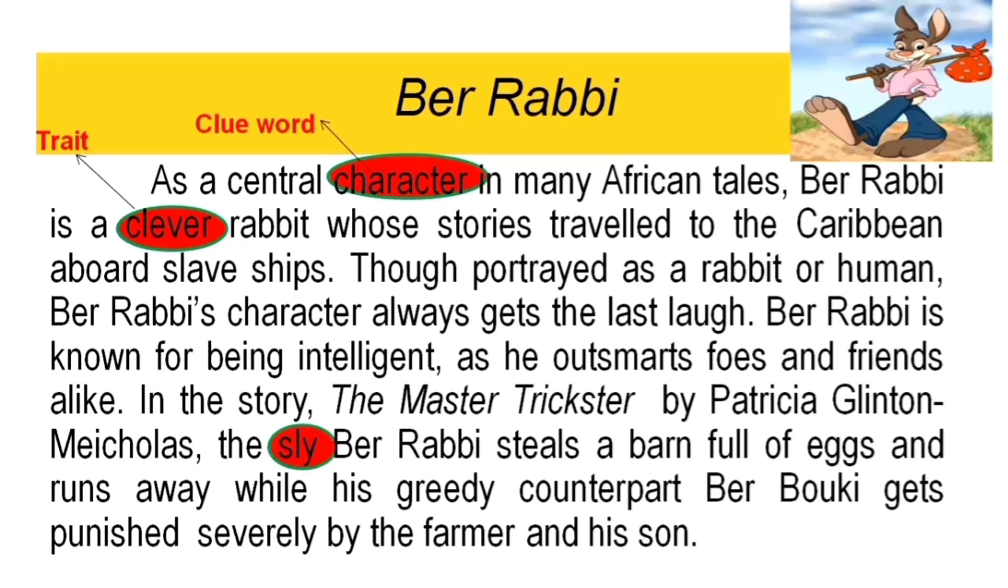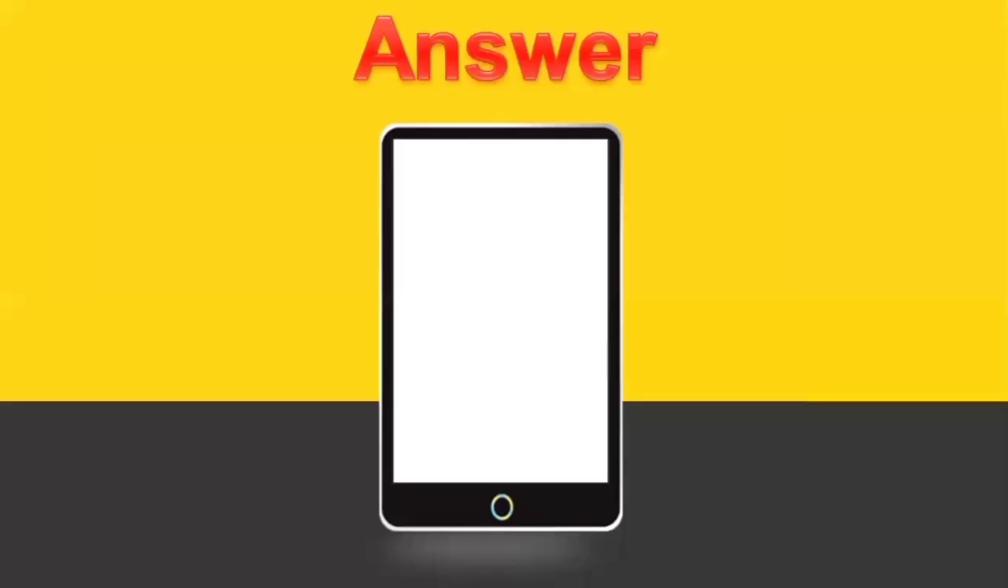Next, we see another trait word, the word sly. So when we put all of these clues together, we have come to the conclusion that this type of essay is the character portrayal essay. Great job, students. Now we're going to practice again with another passage.